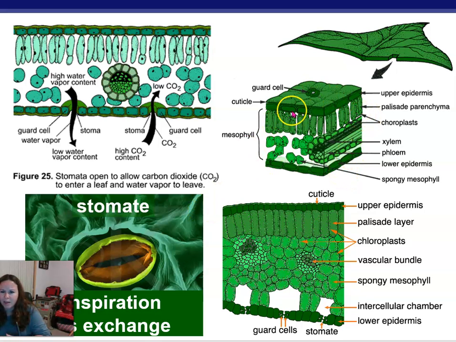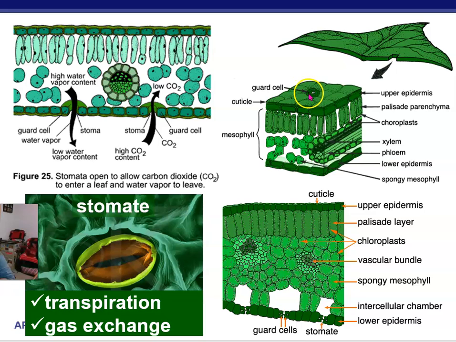So up at the top, we have what are called guard cells, and they surround these pores. Those are the stomata, these little pores here, where gas exchange occurs: carbon dioxide goes in and oxygen comes out. Transpiration occurs, though, as well. We have to watch out for that. That's when water is released into the atmosphere. Now, that can be good and bad.